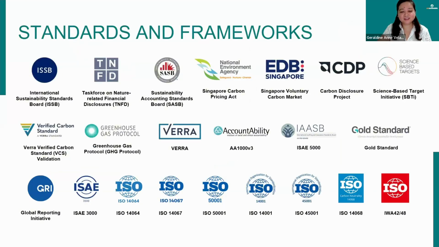We work across 17 standards such as ISSB, SASB, ISO 14064 for GHG reporting, ISO 14067 for product carbon footprint, and ISO 14068 for carbon neutrality, covering everything from ESG disclosure to GHG reporting to carbon neutrality to product carbon footprint. In summary, we work with all the standards listed on your screen, including assurance.